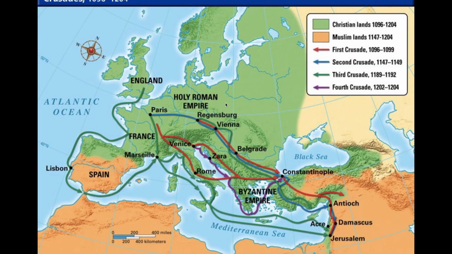All right. So you'll notice the green is Christian lands and the orange are Muslim lands. And Muslims originate from Islam. So where did Islam come from? That's our next question that we're going to be asking ourselves.